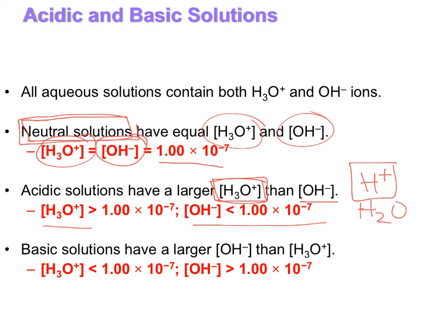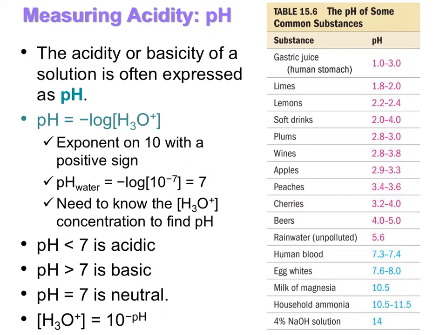Basic solutions are the opposite, so they'll have a higher hydroxide concentration in comparison to our hydronium concentration. So main idea here is acidic solutions have a lot of hydronium, basic solutions have a lot of hydroxide. You have probably heard of this term, either outside, like on TV or in life, or any situation that isn't actually like science class.